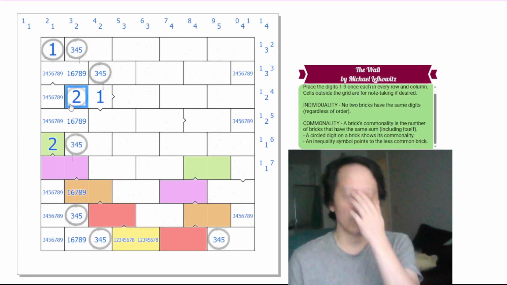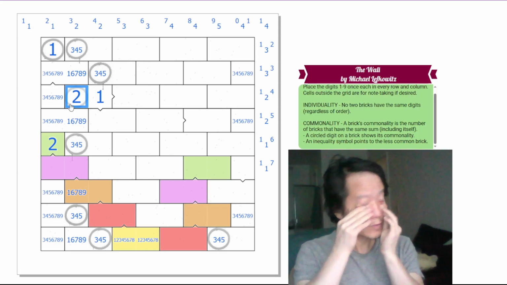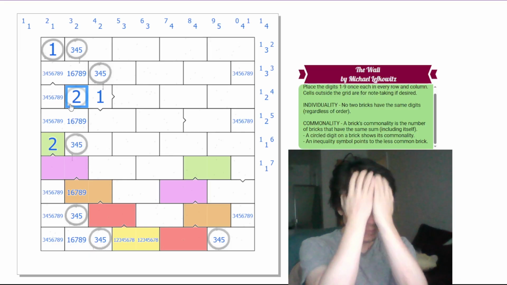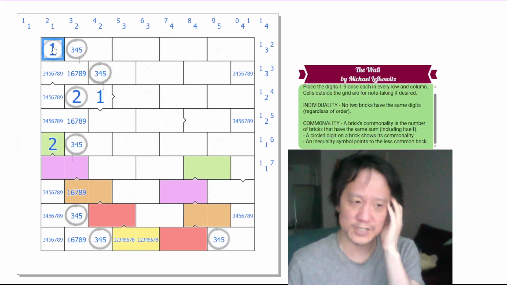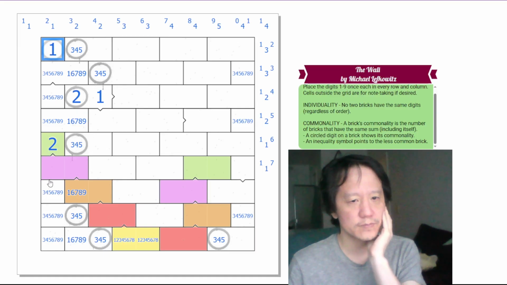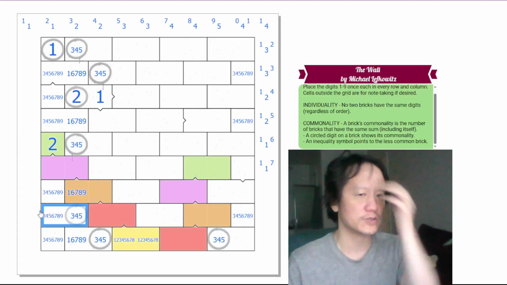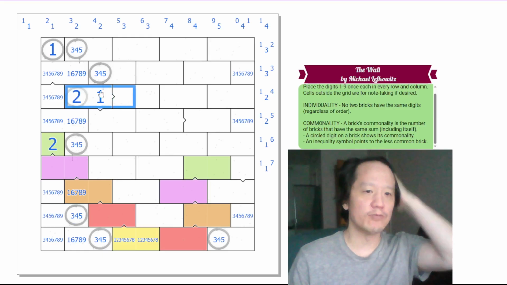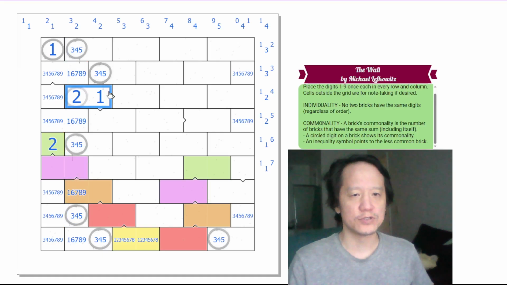You can't have a 1 in the commonality circle with another digit in it. That's why this is 1 by itself, because that's the only one that matches its own commonality as a digit. This has to be 2 and 1 because this can't be 2 and 1, and this can't be 2 and 1. And we need a 2 in one of the commonality circles here. So this is the 2, 1. So this is 2. So this is green.